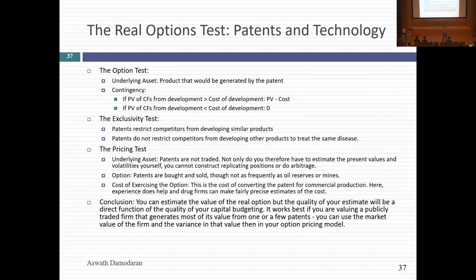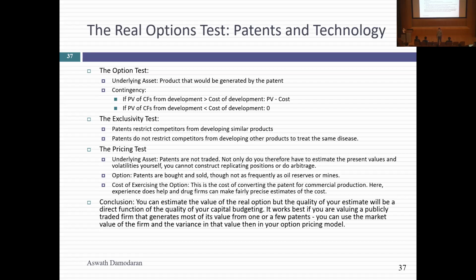Remember, I said there's a three-part test we need to go through with every real option. Let's try the test on patents. Is there an underlying asset? Well, clearly there is. The product that comes out of the patent is the underlying asset. The contingency is, if the present value of the cash flows from that product exceeds the cost of development, you will develop. That's the S minus K. And if it's less, you're going to sit and wait.